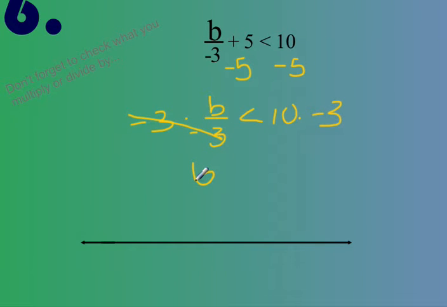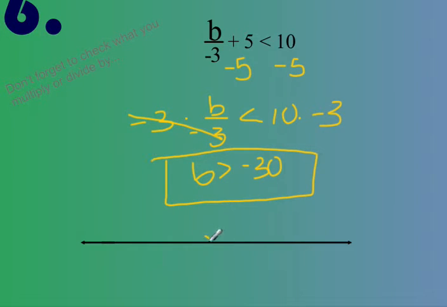Now, I just multiplied by a negative number, so I do need to make sure I flip that symbol. Negative 3 times 10 is negative 30. Okay, so now I notice that it's no line underneath, so it's an open circle. Okay, and since it's an open circle, oh my goodness.